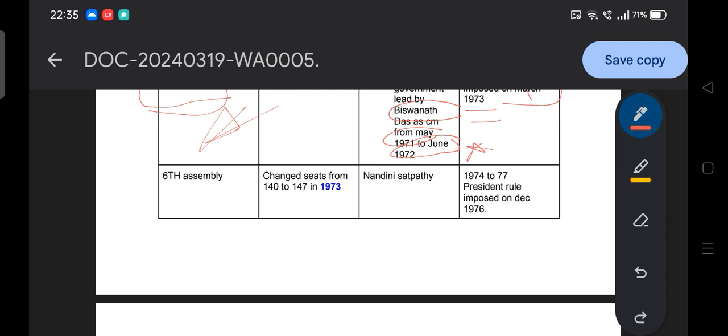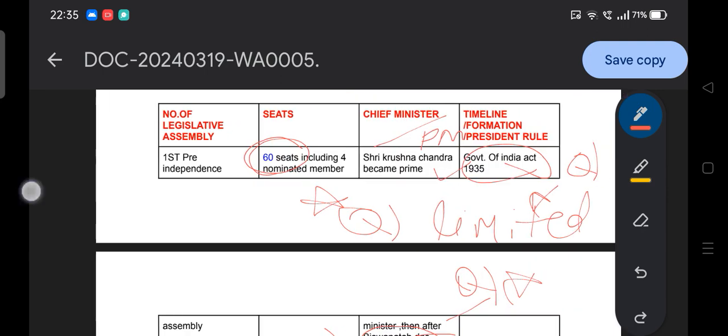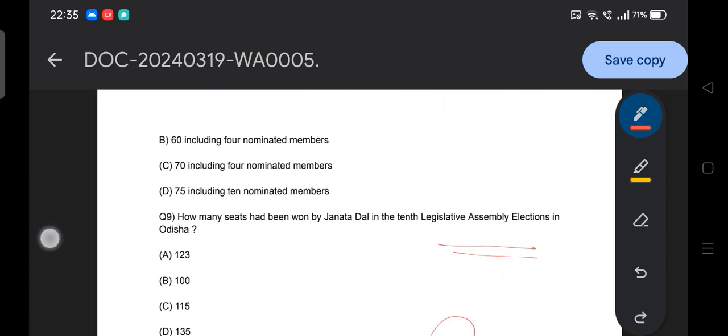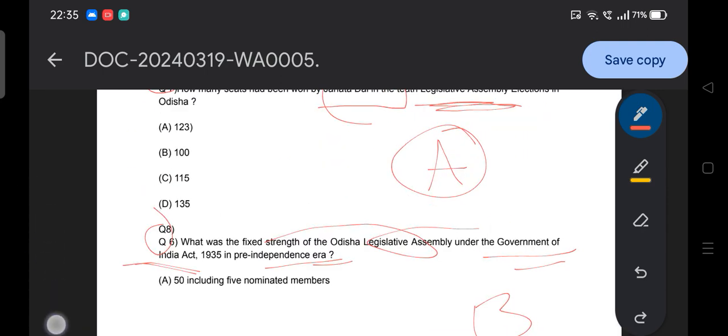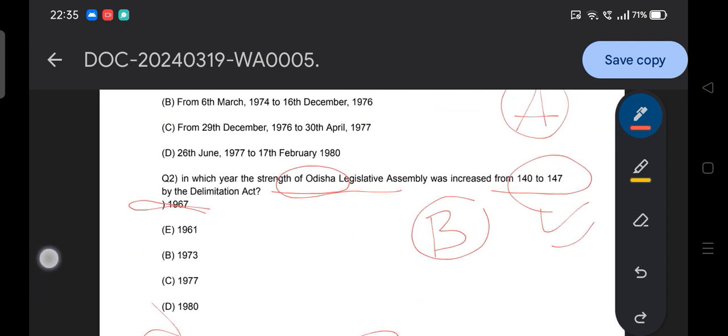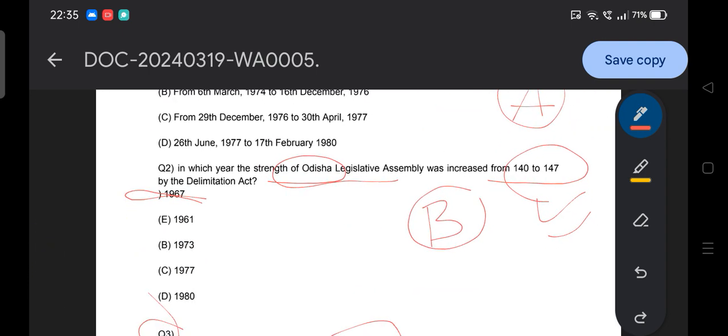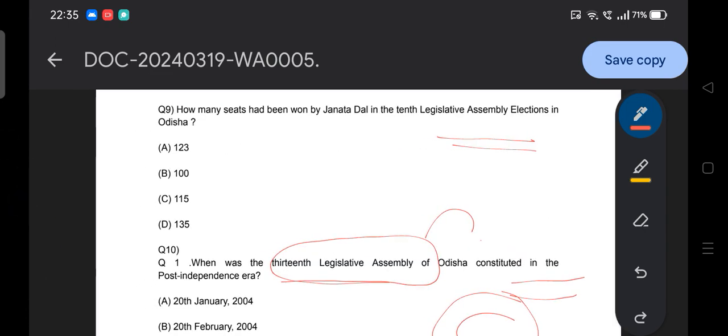Then a very important thing, you have to remember the sixth assembly which was there in our examination. In the sixth assembly, the seats were changed from 140 to 147. Okay, the question was already asked. If you see the previous one, let me show you. In which year was the strength of the Odisha Legislative Assembly increased from 140 to 147 by the Delimitation Act 1967? So it is an already asked question which we are going to cover in our theory portion.